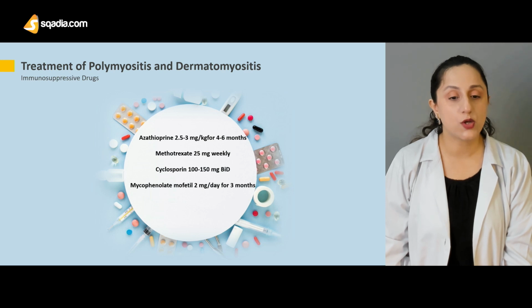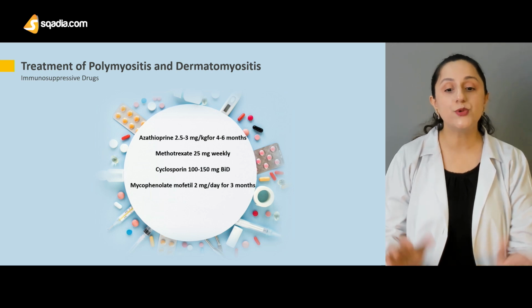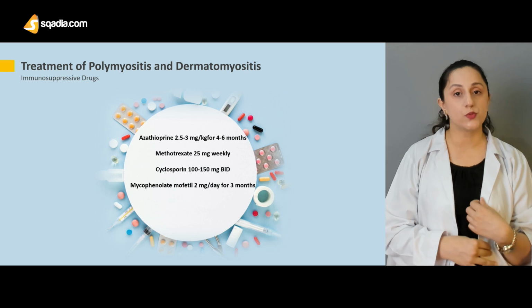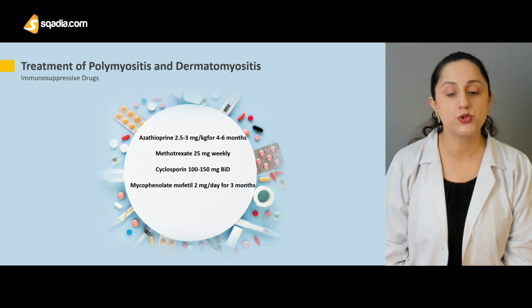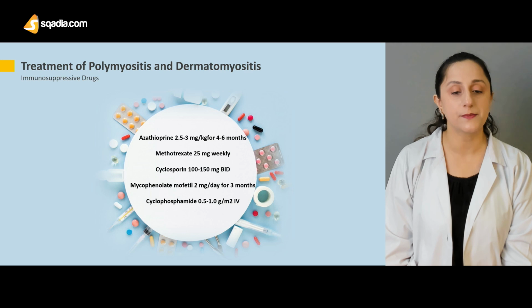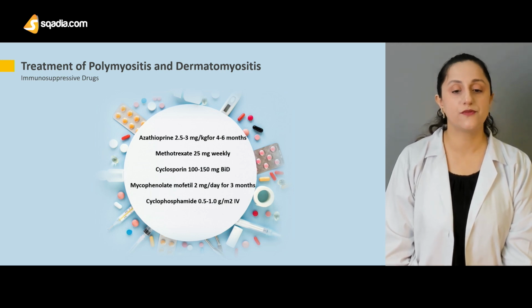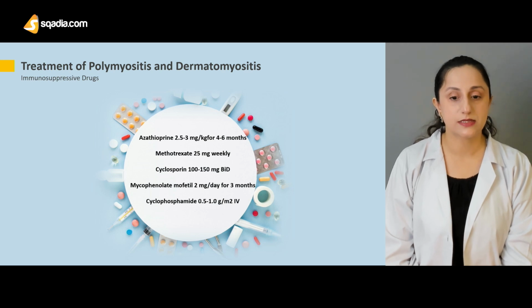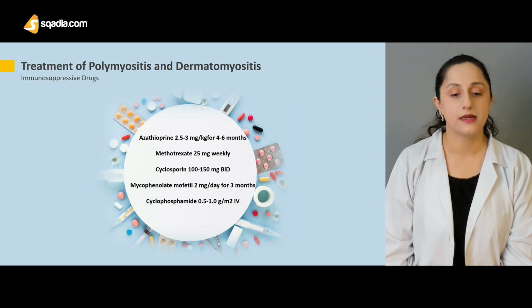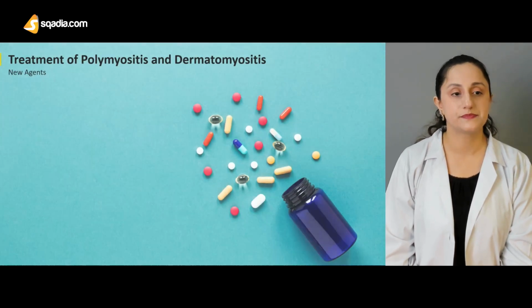Drugs such as mycophenolate mofetil are usually prescribed in a dose of 2 milligrams per day. And the duration for this particular treatment is almost 3 months. So this is the usual drug duration that you'd be giving. Then we have cyclophosphamide, which is usually given in a dose of almost 0.5 to 1 gram, and it is usually given IV. So the complete dose is usually given in this particular way.